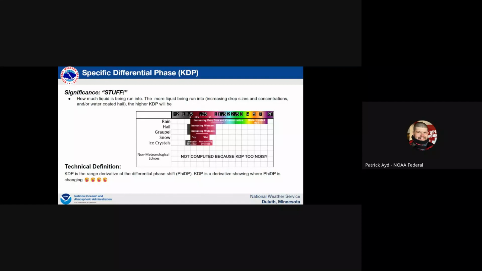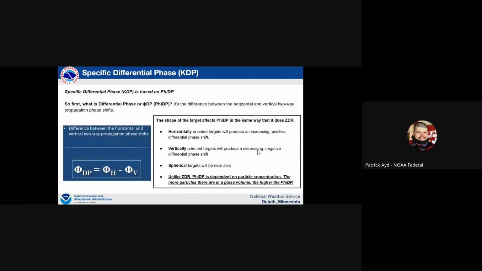So KDP, when you think KDP, I mean, it's a little bit of a casual definition, but think stuff. It's probably the easiest way to think about it. How much liquid is being run into largely, and then in the winter especially, it may not all be liquid. So just how much stuff is being run into, because that stuff is going to do things to the wave. The technical definition is the range derivative of differential phase. So that's not very helpful. That's why we don't use differential phase.